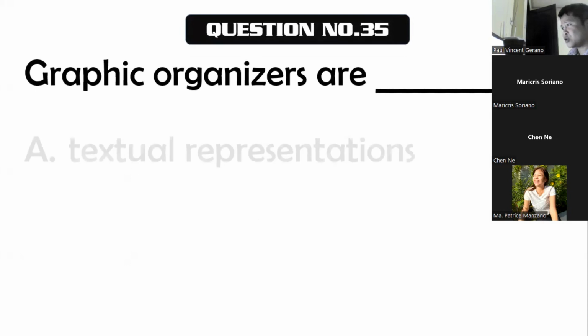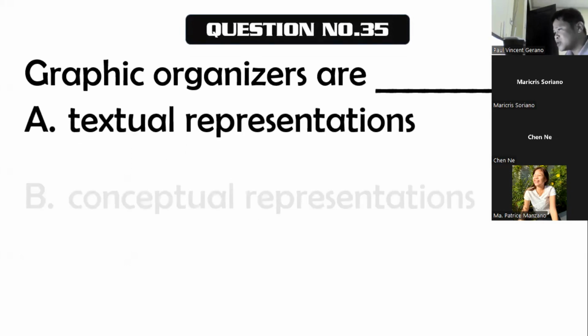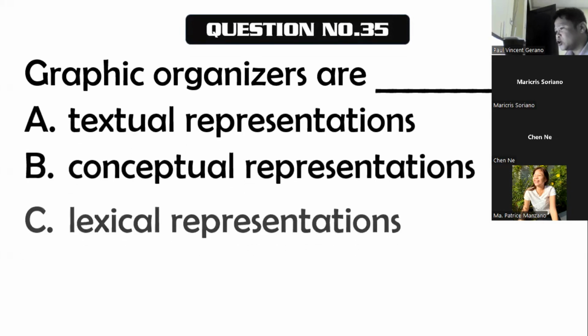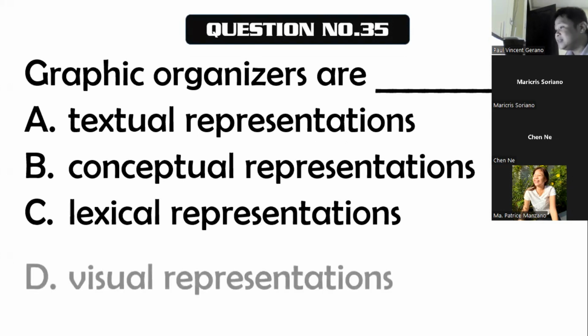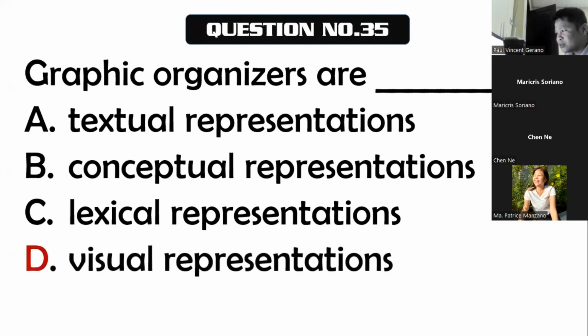Graphic organizers are A, textual representations, B, conceptual representations, C, lexical representations, D, visual representations. I click the answer right away. Letter D, visual. Kasi ang graphic organizer ay mga drawings, charts, diagrams. So these are visual representations rather.